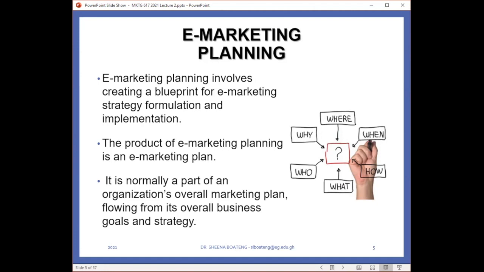So this e-marketing plan that we are going to have as a product of the entire process of e-marketing planning is normally an offshoot of the general marketing plan of the organization, because the general marketing plan of the organization has as a subsection how technology is going to be utilized to achieve the general marketing objectives of the firm. And a core part of this is electronic marketing, which we are focusing on in our discussions. So the e-marketing plan must be developed based on the specifications of the general marketing plan of the organization and the objectives that it is set to achieve.